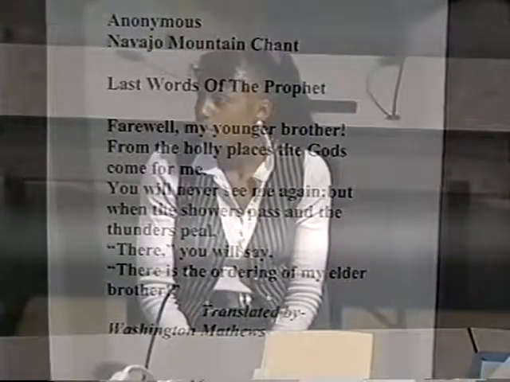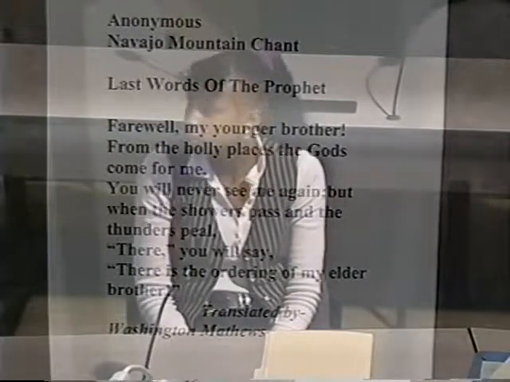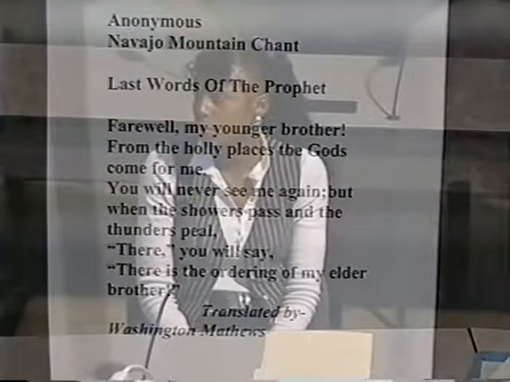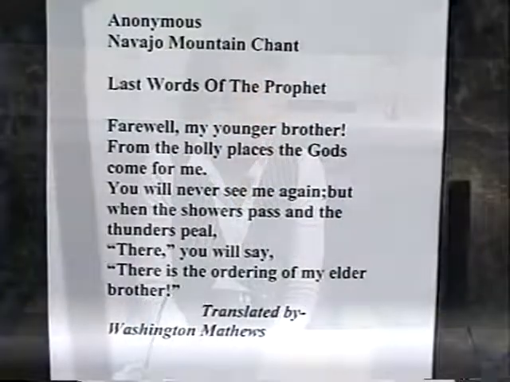Farewell, my younger brother. From the holy places the gods come for me. You will never see me again. But when the showers pass and the thunders peal, there you will say, there is the ordering of my elder brother. Translated by Washington Matthews.